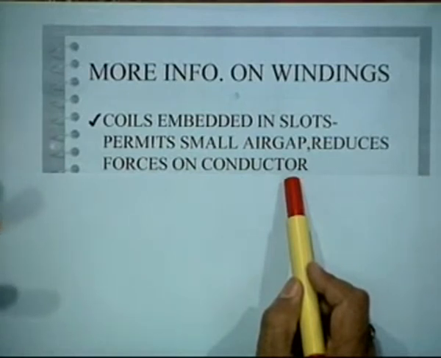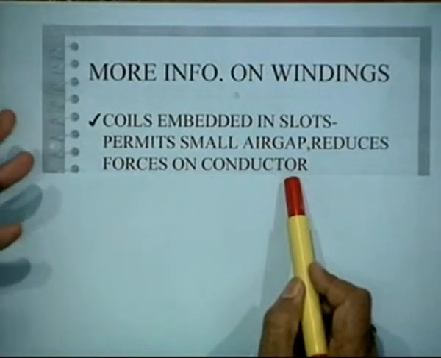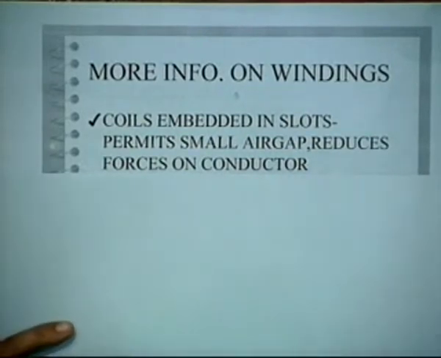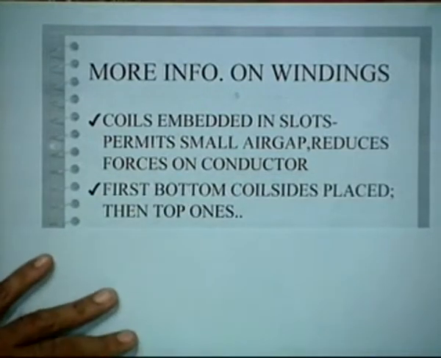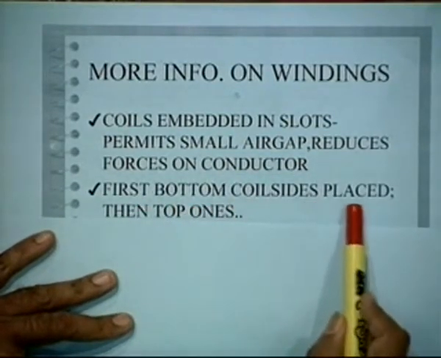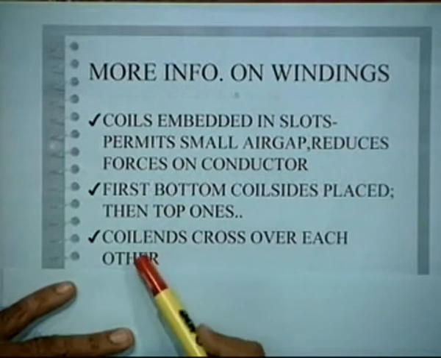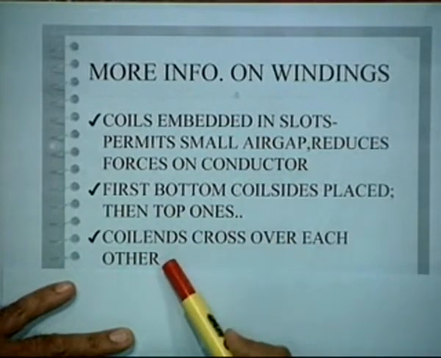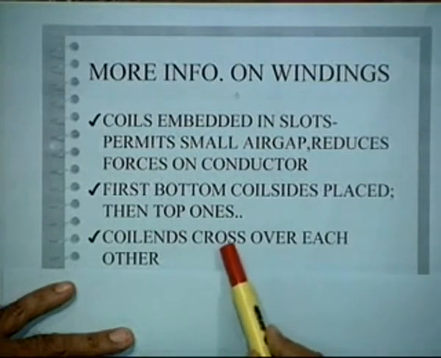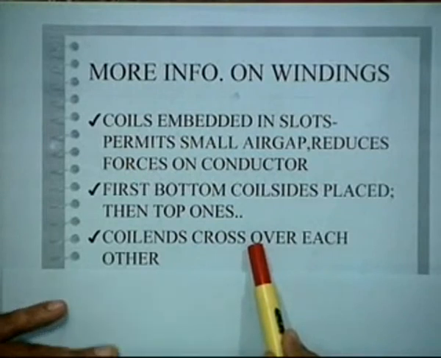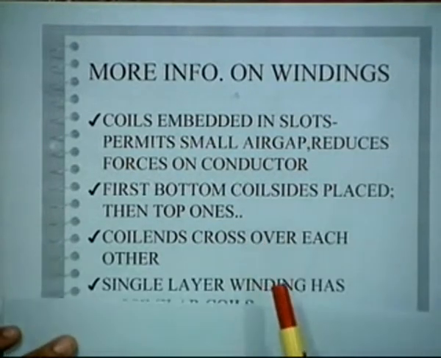Because after all, if you paste it, then there will be a lot of electromagnetic forces, both radial and tangential. So it might dislocate or make it move. Okay, this is the second aspect. Next, we know that as we said, first bottom coil sides are placed, then top ones are placed. This is the fabrication. Then you also know the coil ends cross over each other, so you must have a proper layout at the coil end. End winding making is an important aspect of the windings.